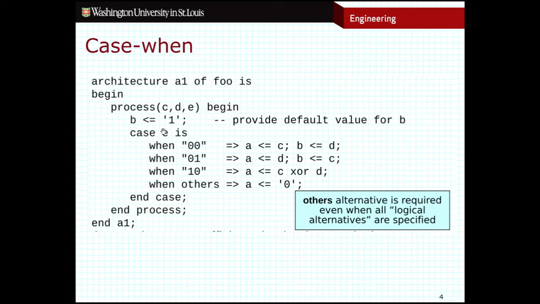And then we have a series of when statements. So when E is equal to 0, 0, then I want to set A equal to C, and I want to set B equal to D. And then I have a case where E is equal to 0, 1, then I want to set A to D, and I want B to be set to C. And so on and so forth. When others is actually very similar to an else statement in this regard.